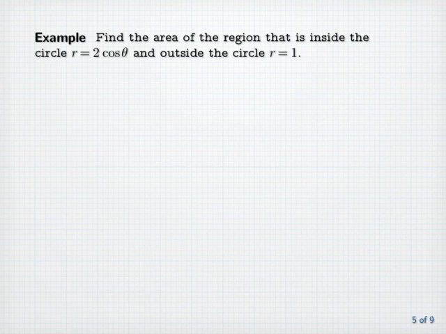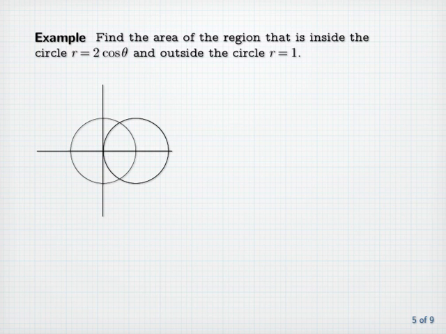Example: find the area of the region that is inside the circle r equals 2 cosine theta and outside the circle r equals 1. These are the two circles, and here's the region whose area we want to find. To find the limits of integration, we need to find the values of theta where the circles intersect.